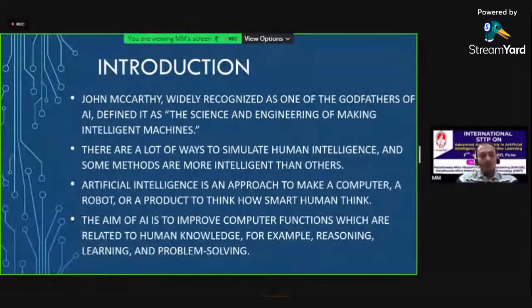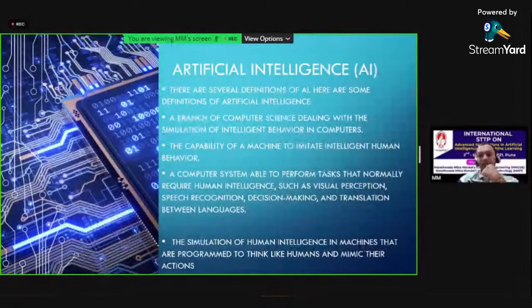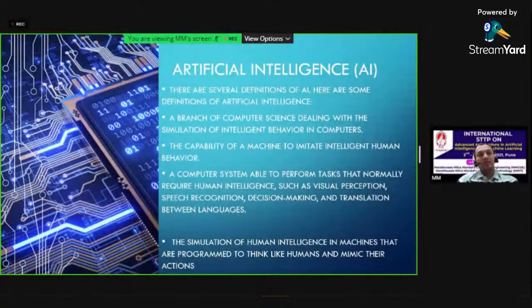So let's begin with the actual AI. What is AI? There are so many widespread definitions of AI, and I have categorized three basic ones. First, AI can be considered a branch of computer science that deals with the simulation of intelligent behaviors in computers.